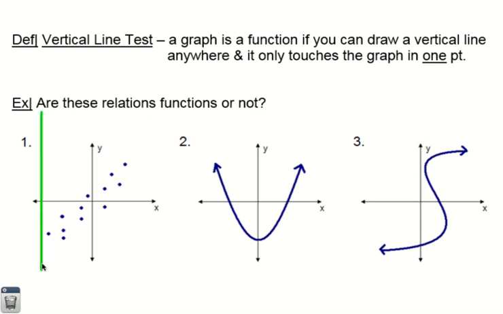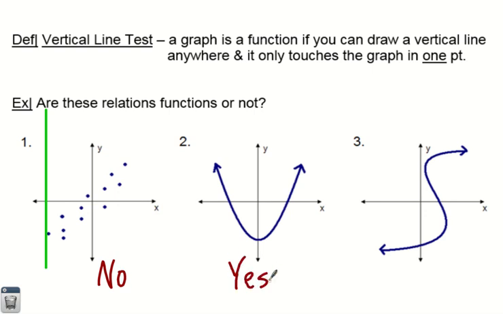So how about this? Let's be careful here. Ooh, well, that definitely looks like a fail, doesn't it? Yes, right there, those two. It hits the graph twice. So number 1 is also a fail. So this is a no. This was a yes. And this was a no because of the vertical line test.